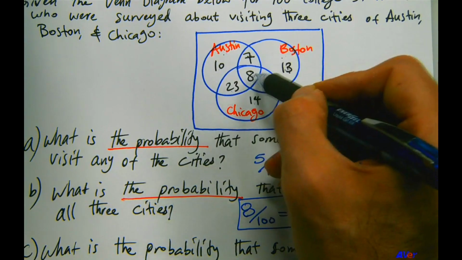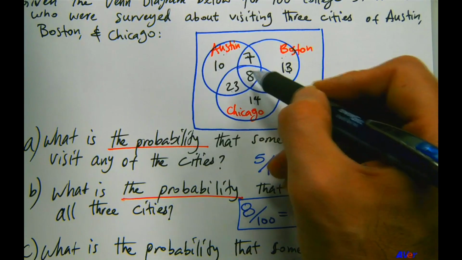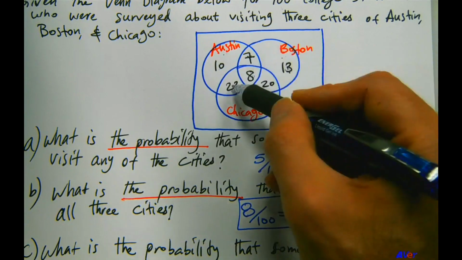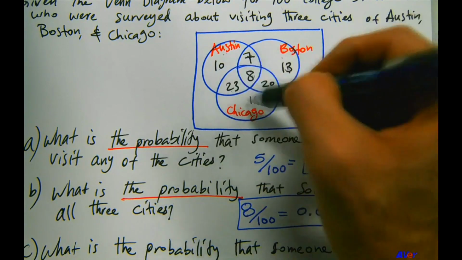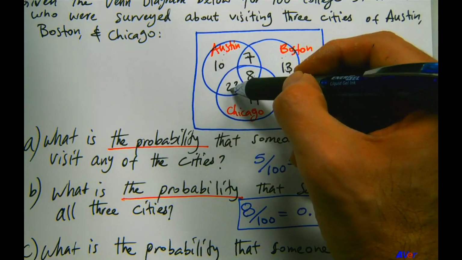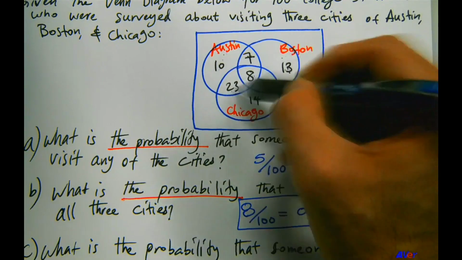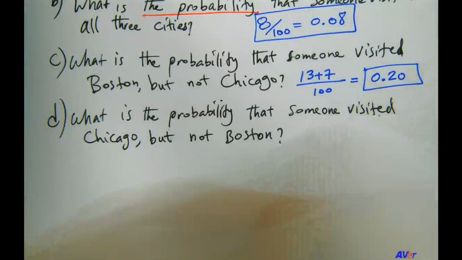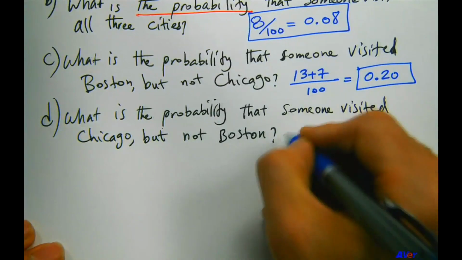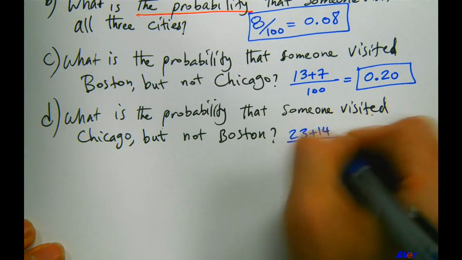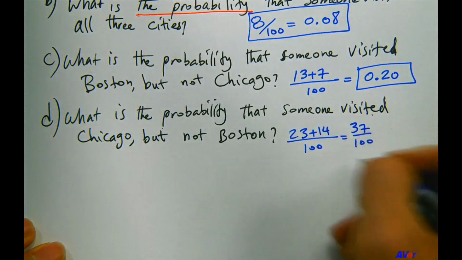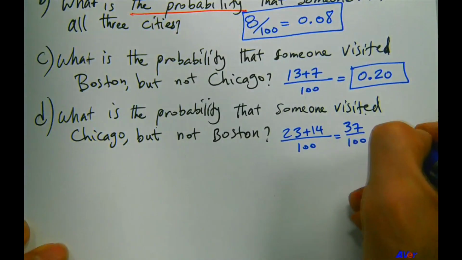Do we want the 8? No, because these 8 visited Chicago, Austin, and Boston, which we don't want. Do we want the 23? Yes, because these people visited Chicago and Austin only, but didn't visit Boston. So we want the 23 and 14. So 23 plus 14 over 100, and that'll be 37 over 100, or 0.37.